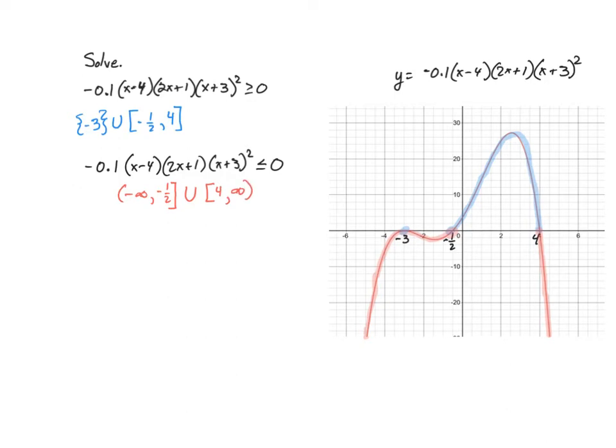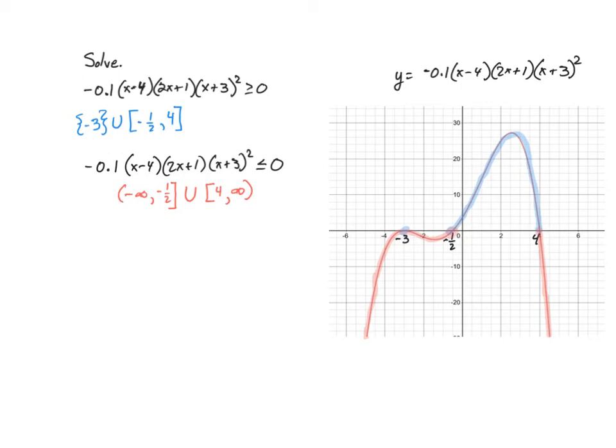Now the question is this: can we solve these without looking at a graph? And the answer is absolutely yes. Let me point out that the only places where the graph changes from positive to negative or negative to positive are those numbers where the function actually equals 0. So those are going to be critical values when we're solving these without looking at a graph.